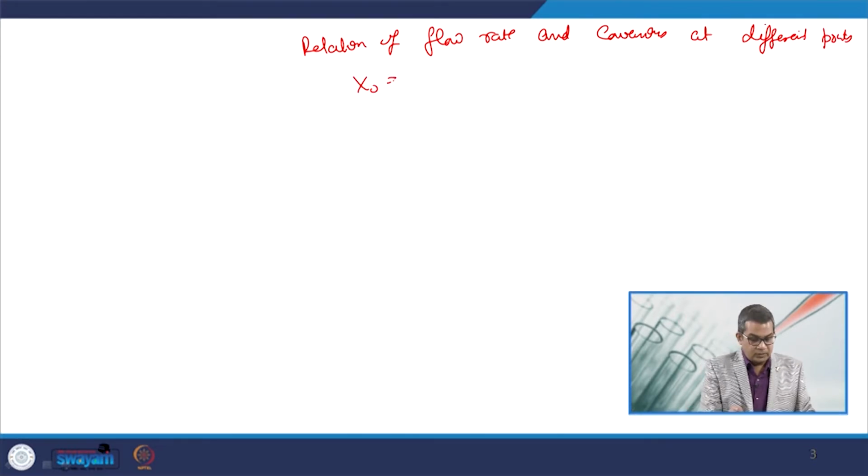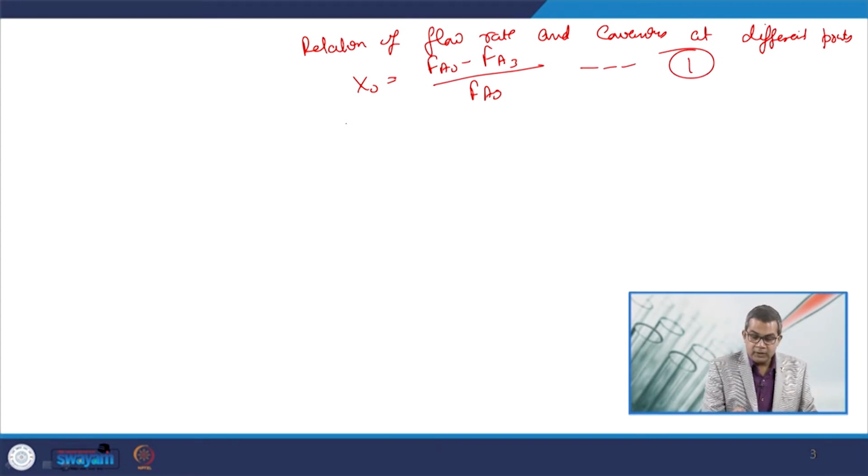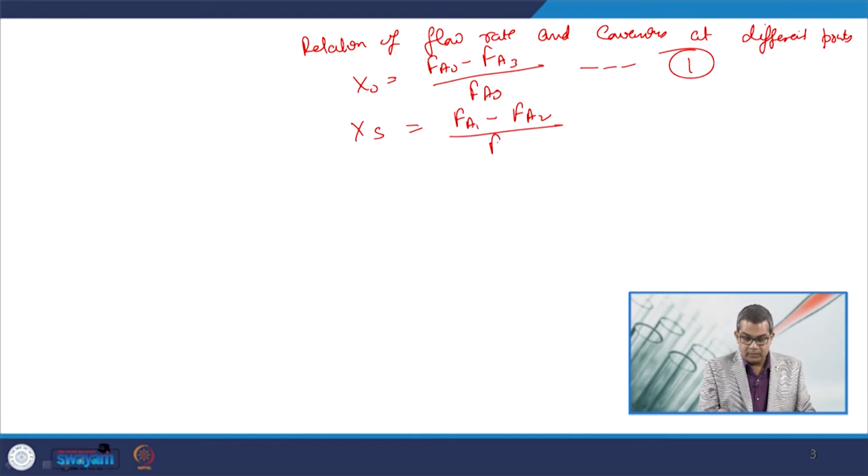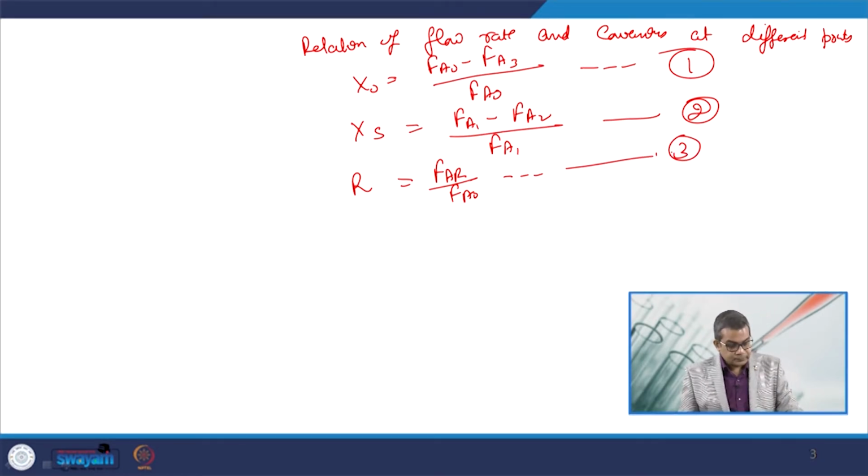So, we can write X naught is equal to (FA naught minus FA3) upon FA naught, which we can represent as equation number 1. It is different from the previous one. Now, XS is equal to (FA1 minus FA2) upon FA1, equation number 2, and then we talk about this recycle ratio R equal to FAR upon FA3, that is represented as equation number 3.